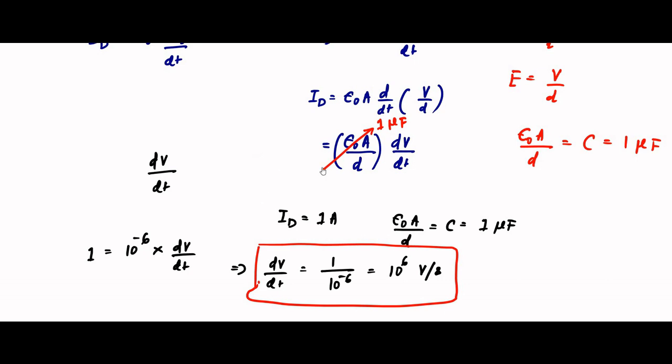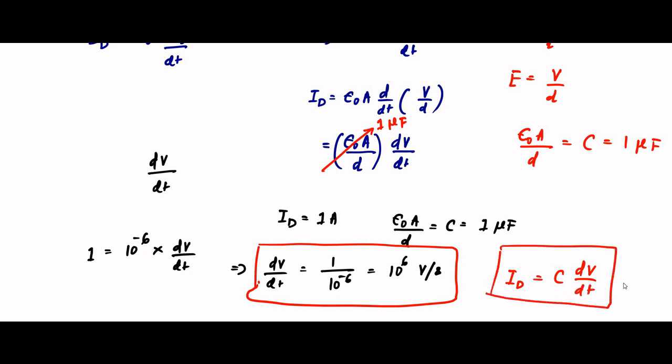So friends, here we have got another expression in which we can express displacement current. The displacement current can be expressed as ID is equal to C dV by dt, a third way.